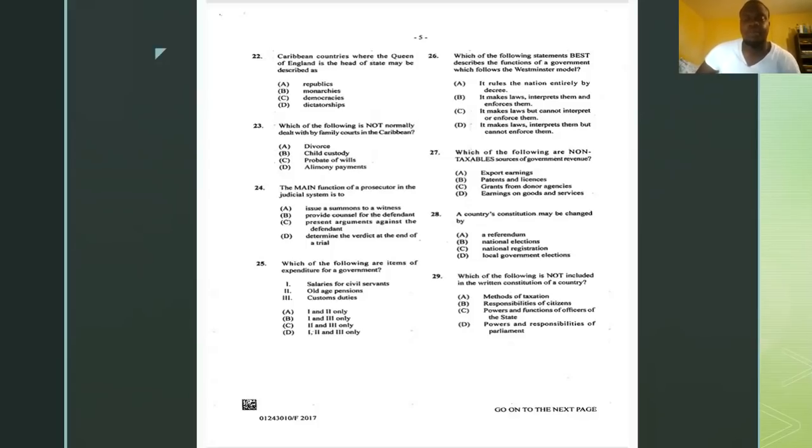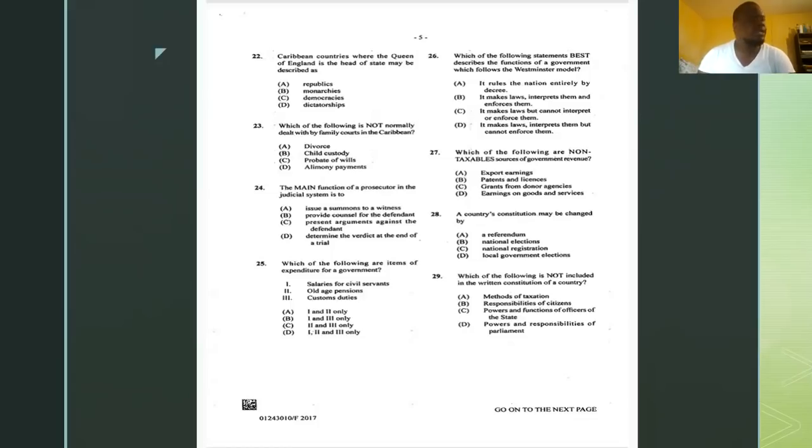Good. 28. A country's constitution may be changed by A, a referendum, B, national elections, C, national registration, or D, local government elections. Constitution can be changed by a referendum. If you don't know what a referendum is, please Google it so that you can have a greater understanding of what the term referendum means and how it actually works.